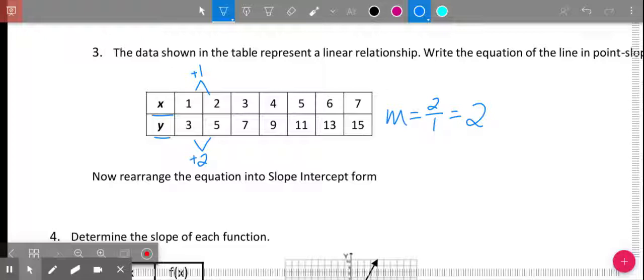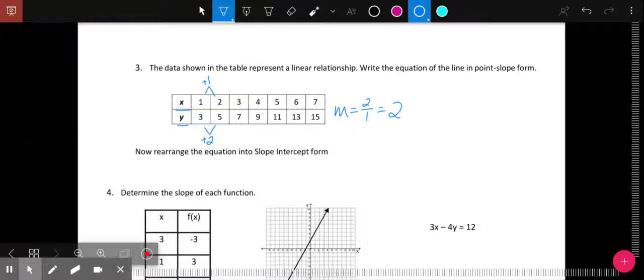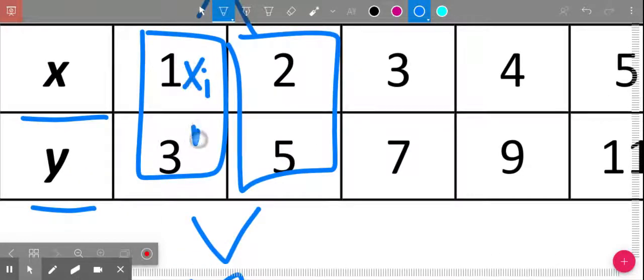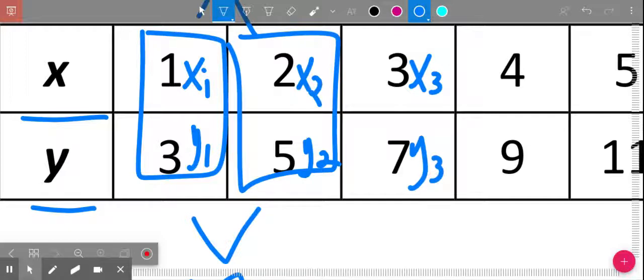From here, we're going to rewrite this as an equation. We're going to start with point slope form. Remember, all of these are points. So 1, 3 is a point. 2, 5 is a point. So I could label this x1 and y1, x2 and y2. This is my third point, so x3 and y3. This is my fourth point, so x4 and y4. I could label all those points if I wanted.